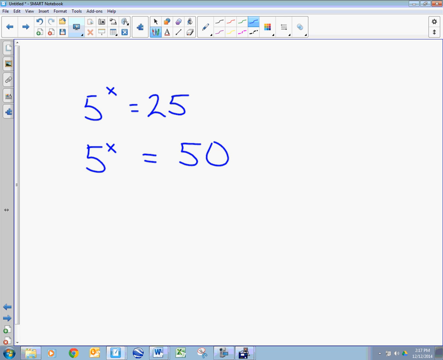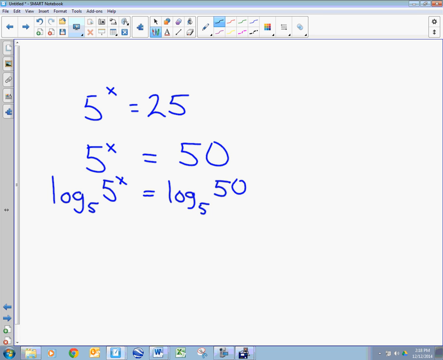Logarithms solve for exponents. This is so important that you follow this step. You don't have to memorize it now. We're going to do it a lot over the course of the next few days. But what we can do is use the inverse of an exponential, which is a logarithm. And if I do that to both sides, let's watch how this works.